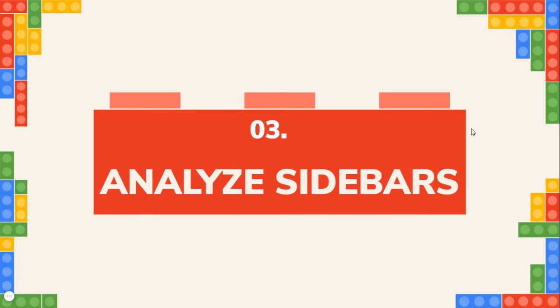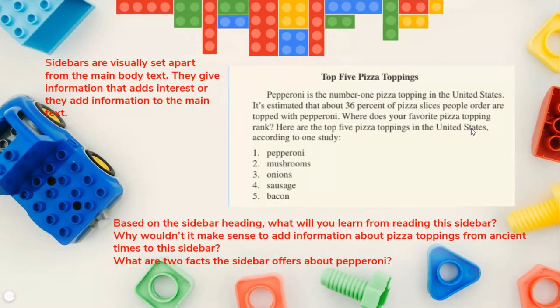Part 3. Analyze sidebars. Sidebars are visually set apart from the main body text. They give information that adds interest, or they add information to the main text. Based on the sidebar heading, what will you learn from reading this sidebar? The top 5 pizza toppings.